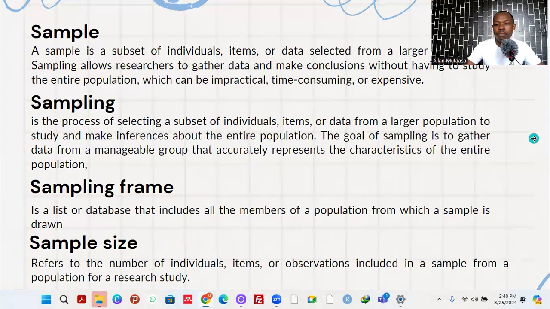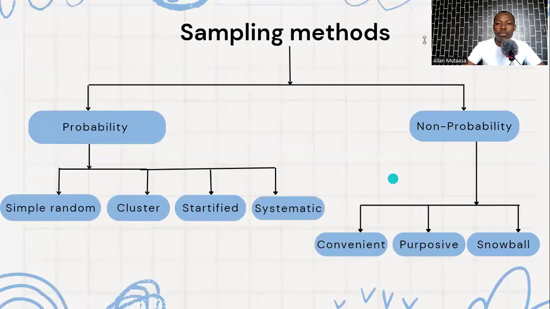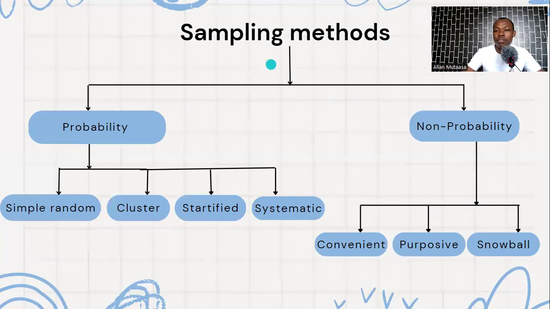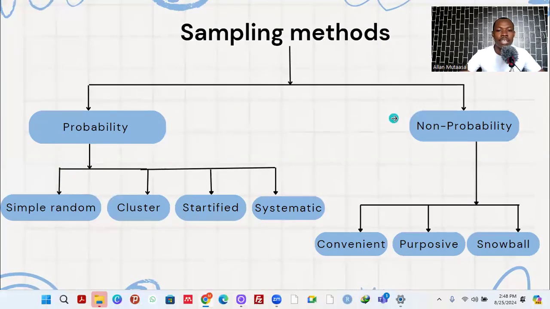Okay. So when you look critically at this graph, you can see that sampling methods are so many. But for me, I have chosen a few sampling methods that are commonly used in academic research. So majorly, you will see that sampling can take two ways. It can be a probability sampling or it can be a non-probability sampling.